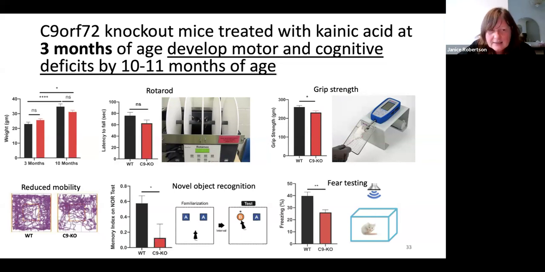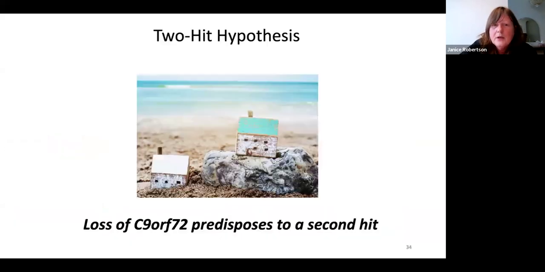So one dose of kainic acid at 3 months in knockout mice versus wild type, and the knockout mice go on to develop motor and cognitive phenotypes that in the animal modeling world are modeling ALS FTD. So this brings us again to this two-hit hypothesis, is that these mice, you can't tell the difference in these mice in any measure. Wild type mice, C9 knockout mice, if you look at them, they seem completely normal until you challenge them with something like kainic acid, and then you wait, and then the C9 knockout mice start to develop all these phenotypes that have been activated by excitotoxicity. So the loss of C9orf72 predisposes to this second hit.